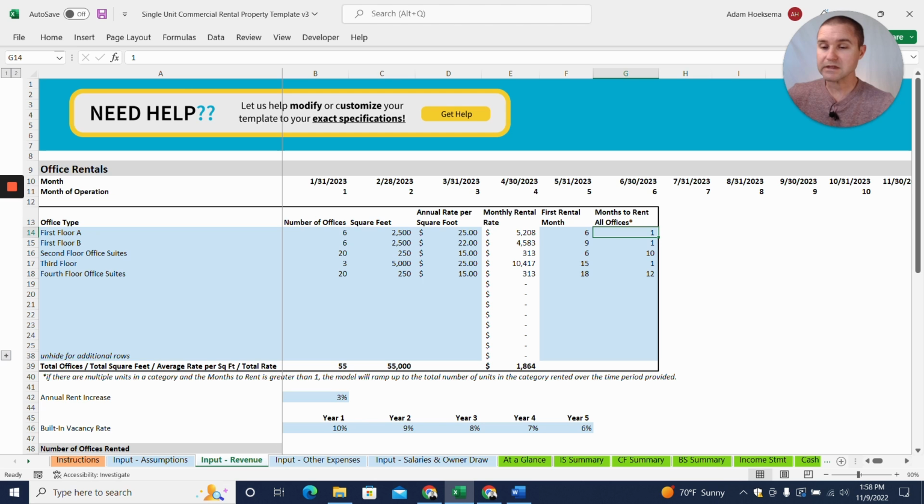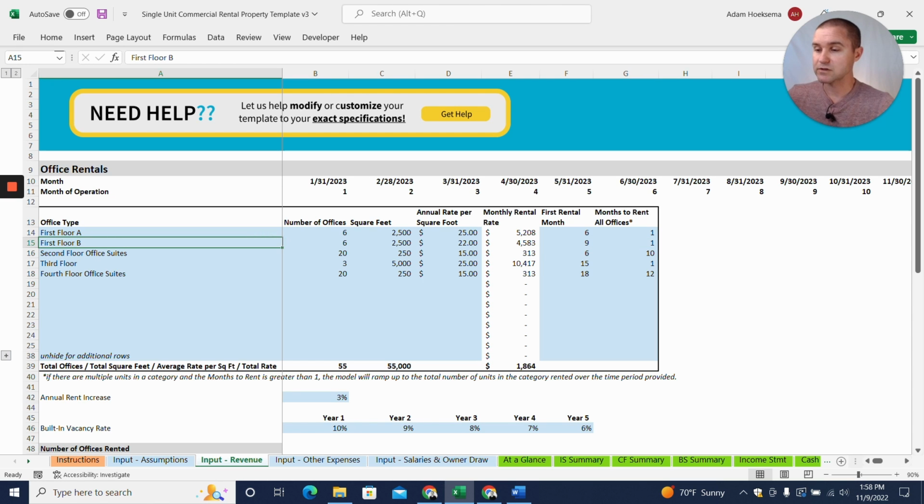Now, let's say you think it's going to take you a little while. So if we said 6 months, what that would do in the model is that starting in month 6, we're going to start renting out these 6 units, and we're going to rent out 1 of them each month for the next 6 months. So it evenly spreads that out over the time period that you enter in terms of how long it's going to take to rent out all the offices. So we're going to stick with just 1 month for this example.